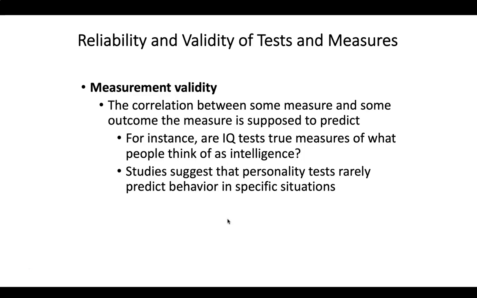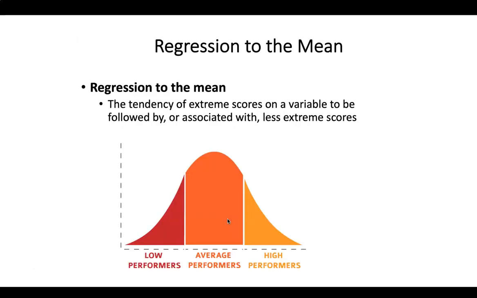Measurement validity here is just the text version of what I said. It's a correlation between some measure and some outcome. So, does our IQ test truly measure what people think of as intelligence? Other things we see are studies that suggest personality tests rarely predict behavior in specific situations, which is really fascinating, and often shows how important the social situation is. Remember, don't commit the fundamental attribution error. We'll talk about IQ in some detail later on, so I'll wait to return to that.